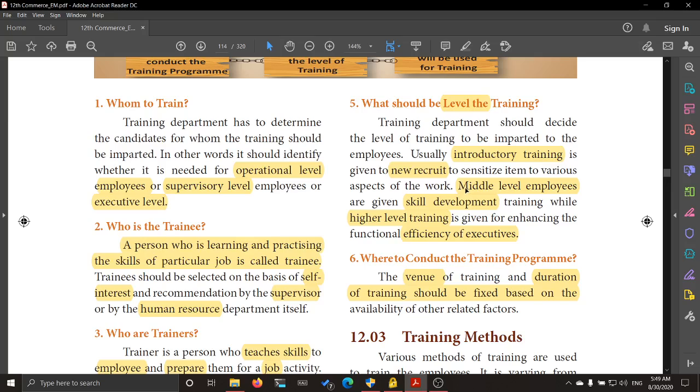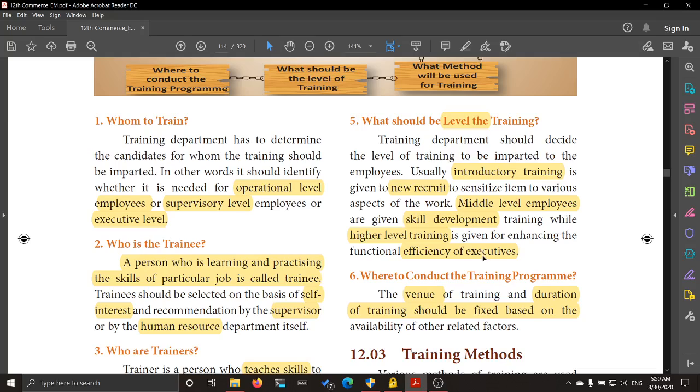Then middle level employees are given skill development. So in the level, first we saw the different types of whom to train. We saw the different types: operational level, supervisory level, executive level. So here middle level employees are given skill development training, how to enhance their skill, while higher level training is given for enhancing functional efficiency of executives. So how the functional efficiency must be improved at the higher executive level, that is top level, they give training. So this is what they are saying, to what level you are going to train the trainees.